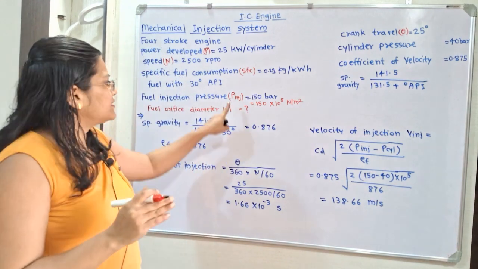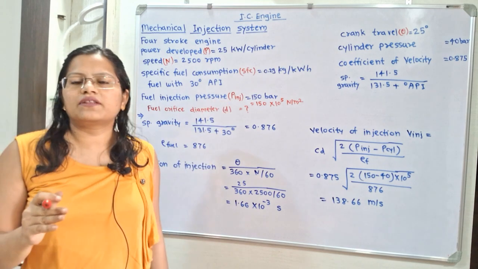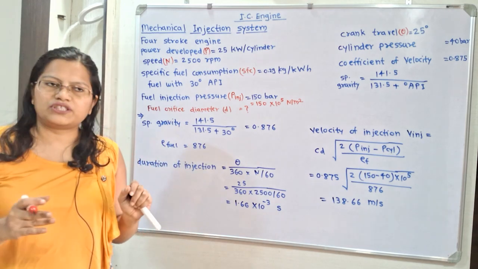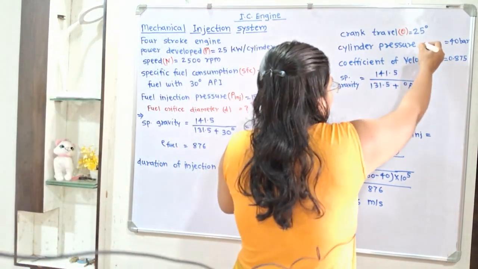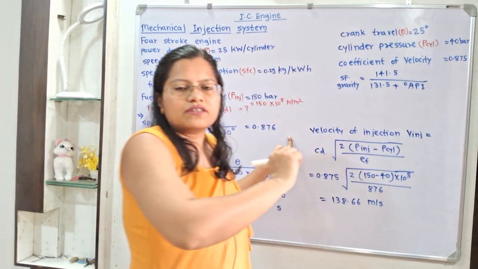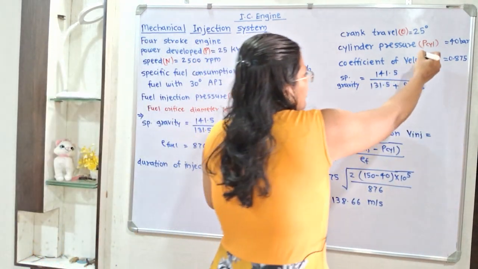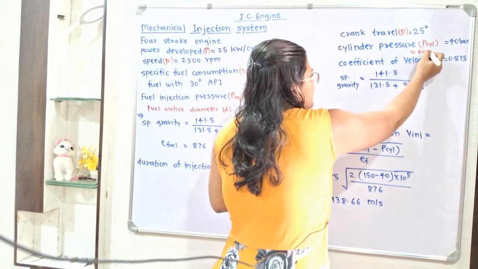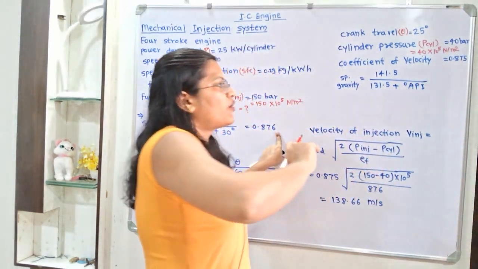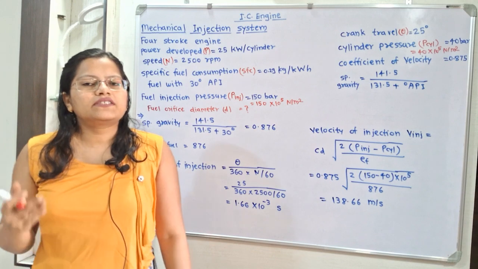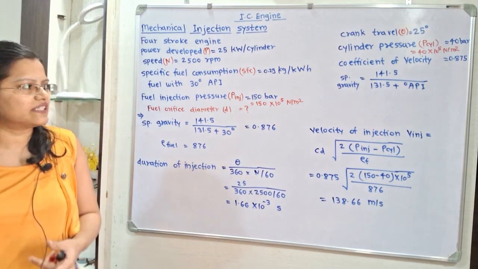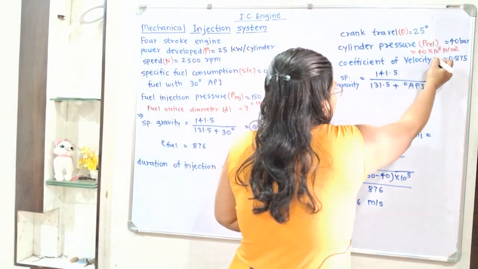Cylinder pressure. As with the injection pressure, cylinder pressure is also given. It is also known as the combustion chamber pressure. It is 40 bar. I will use P cylinder, that is PCYL, as the notation, and the standard unit is Newton per meter square. So it is 40 into 10 raised to 5 Newton per meter square. Coefficient of velocity, which is known as the coefficient of discharge, that is CD. Its notation is CD.